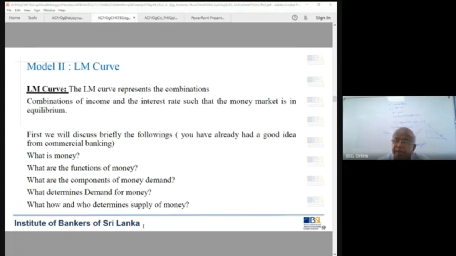Transaction demand. Then we need money. That is one component, transaction demand. Another component is that we need money for speculative purposes. Buy shares, investment purposes, you need money. Now that is speculative demand. Speculative demand. Then you need money for contingencies, unforeseen events.